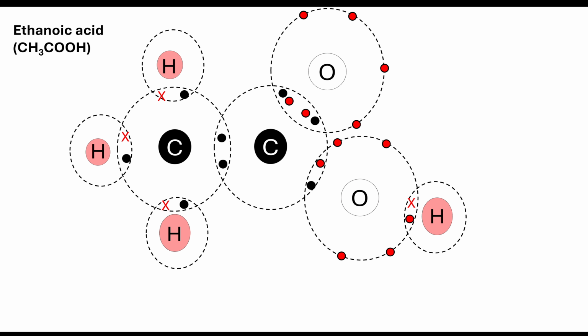Now, what we therefore have is ethanoic acid. And the reason it's called ethanoic acid is because what we actually have with the carbon, with the oxygen and hydrogen is what's known as a carboxylic acid group. This group at the end, the COOH, is what makes this an acid.